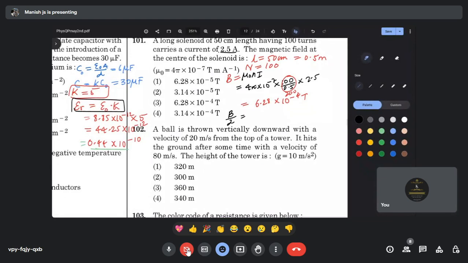So if you divide by 2, you would be getting 3.14 into 10 power minus 4. Correct. 3.14 into 10 to the power minus 4 Tesla. So this is the value. So the answer is option 4. Fourth option. Yes.